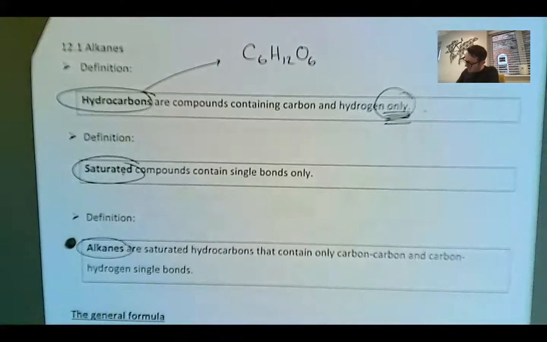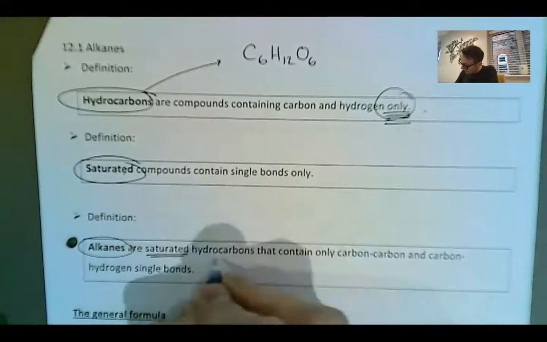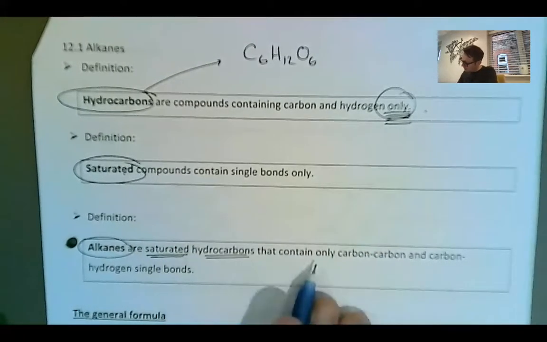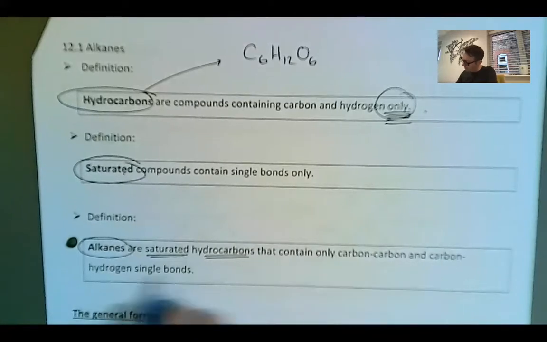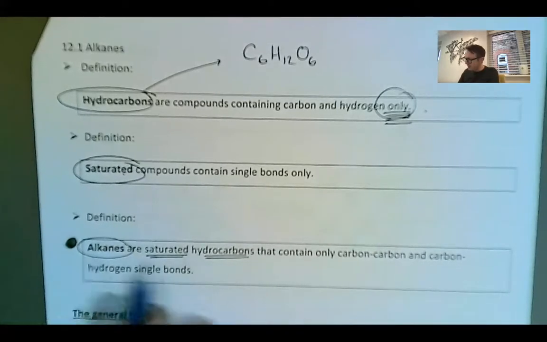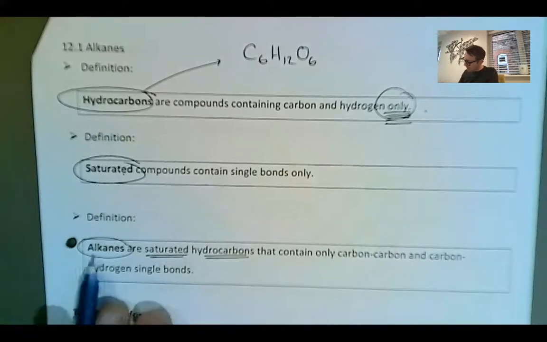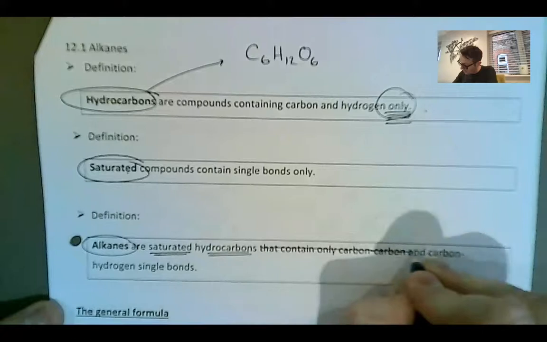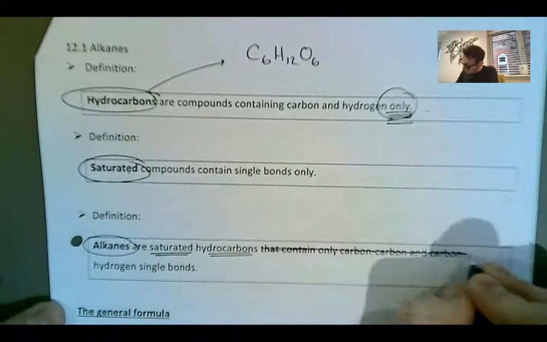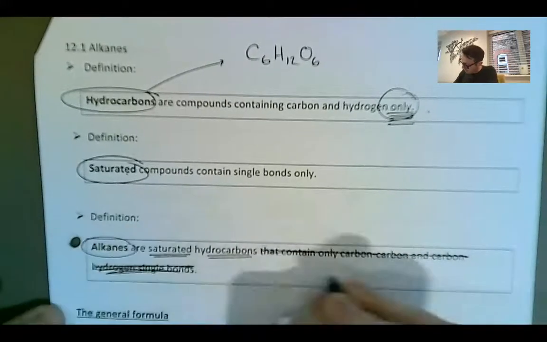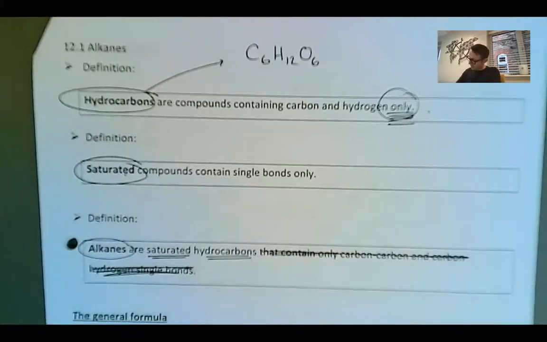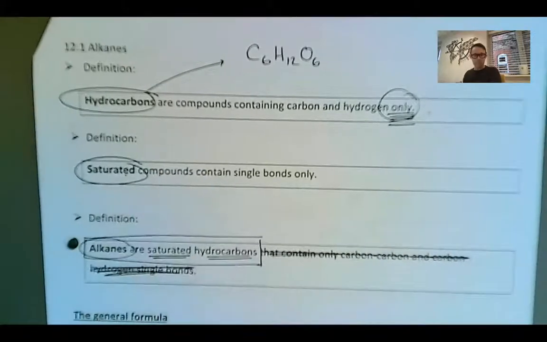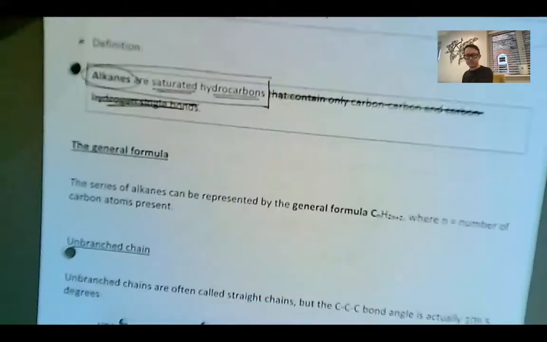So an alkane is a saturated hydrocarbon. It contains only carbon to carbon and carbon hydrogen single bonds. If it asks you this in an exam, you actually only need those first few words: alkanes are saturated hydrocarbons. You wouldn't even need the rest of that sentence. You just keep it nice and simple to that bit. Okay, so a few definitions to make sure you're clear on.